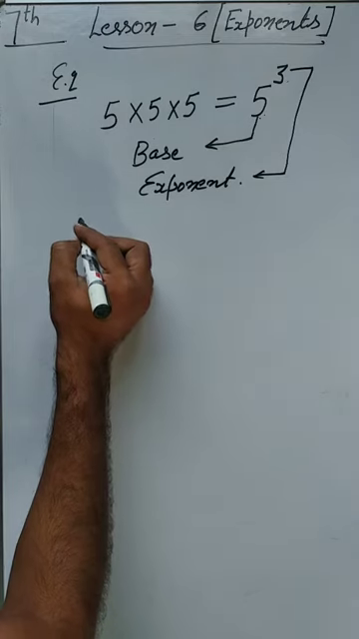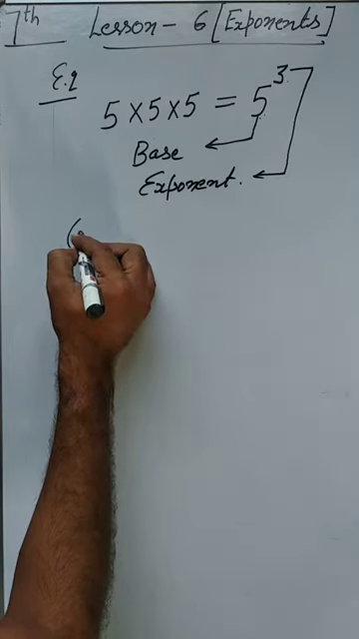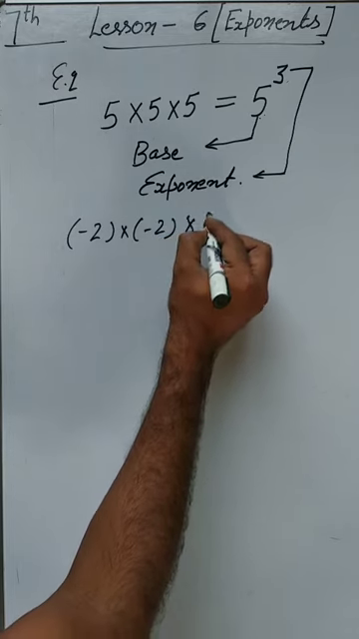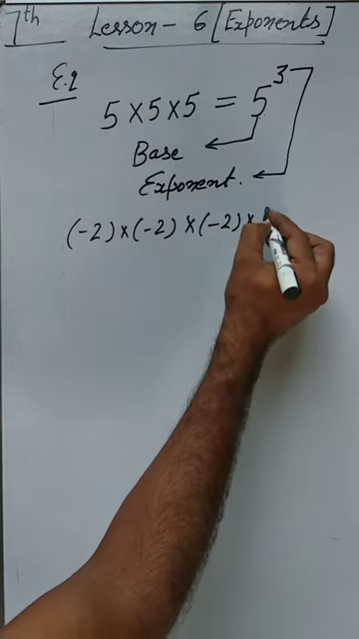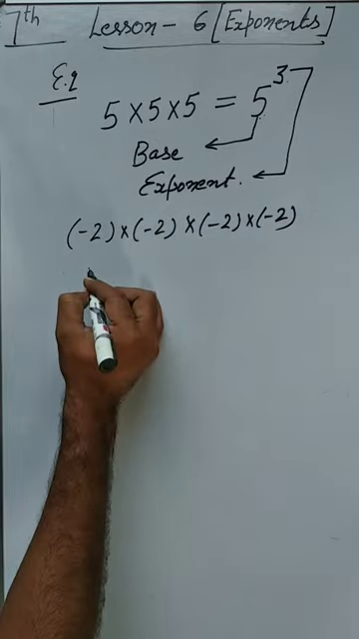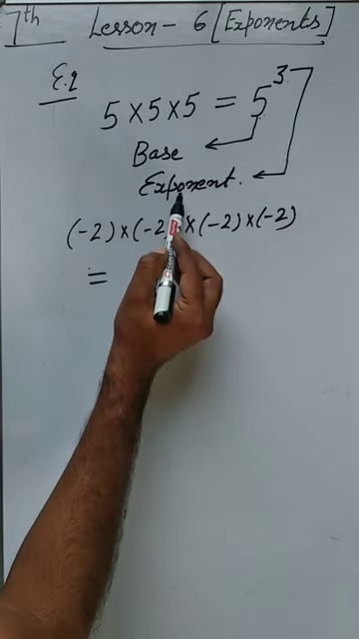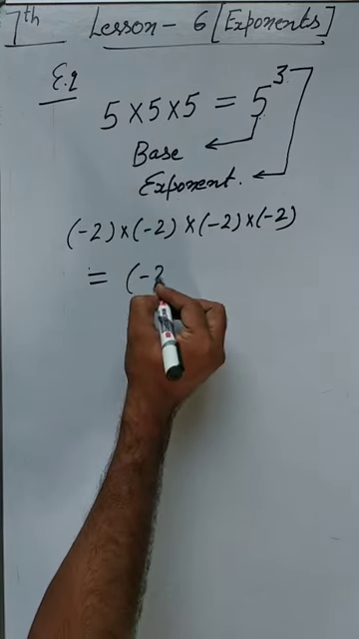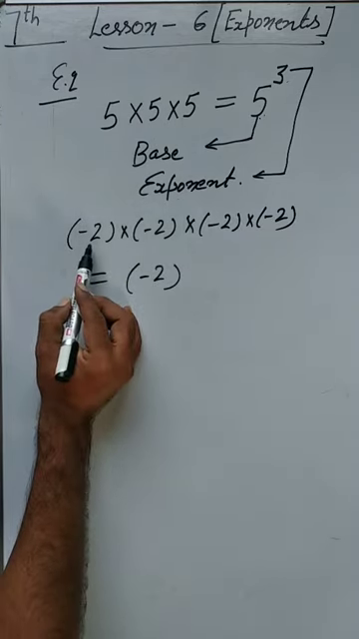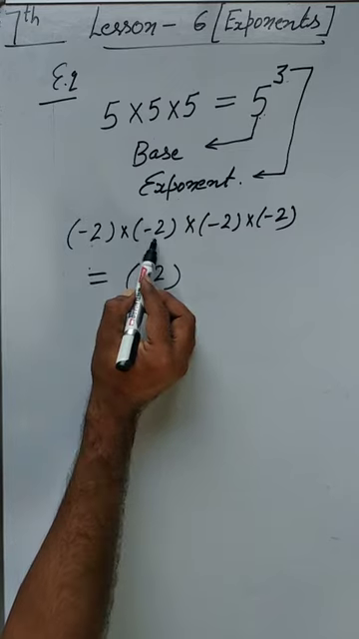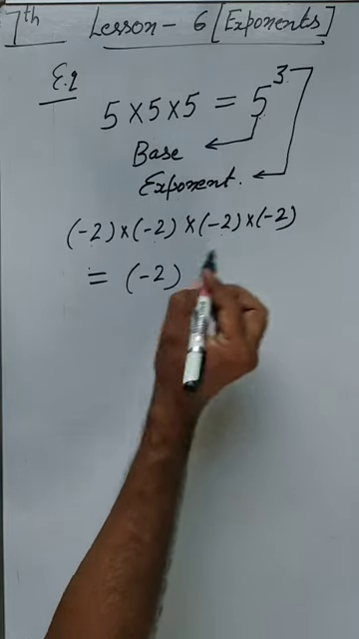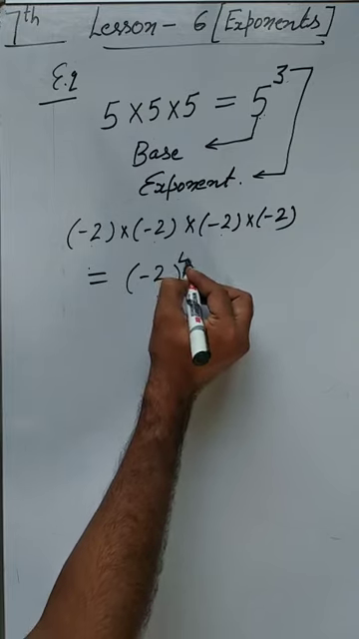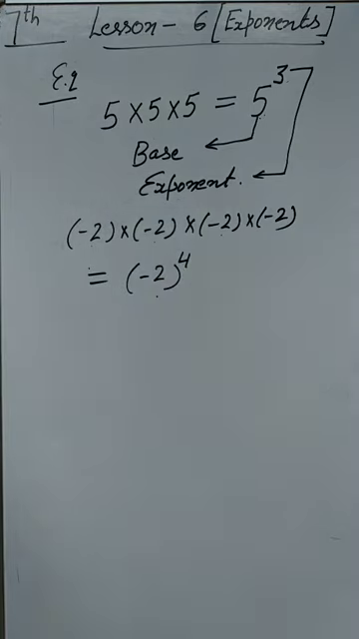Similarly, beta, if we have another number like -2 multiply -2 multiply -2 multiply -2, then how can I write it in the exponent form? -2, how many times am I multiplying it? 1, 2, 3, 4. So its exponent form is -2 raised to power 4.